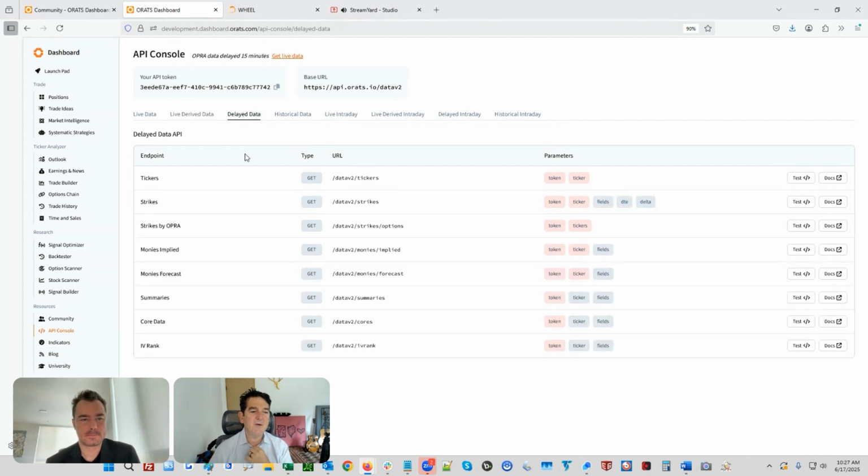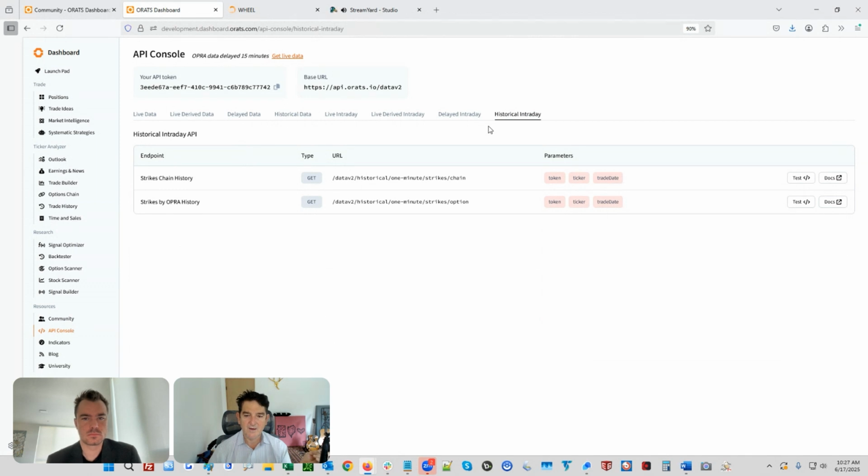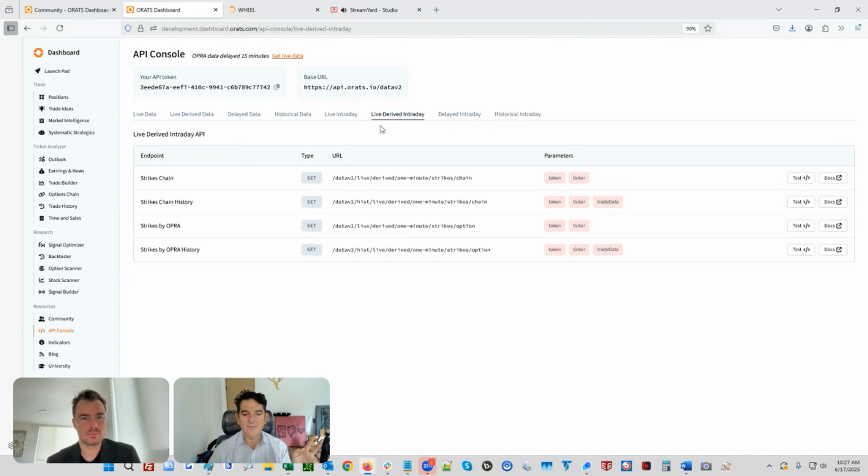Delayed data is 15-minute delayed, and that's less expensive as well. Of course, our historical data goes back to 2007. The intraday historical goes back to 2020. And then there's delayed intraday and live derived intraday that you could go get minute by minute data as well. So that's kind of a quick overview, Tyler, of the data products that we have.